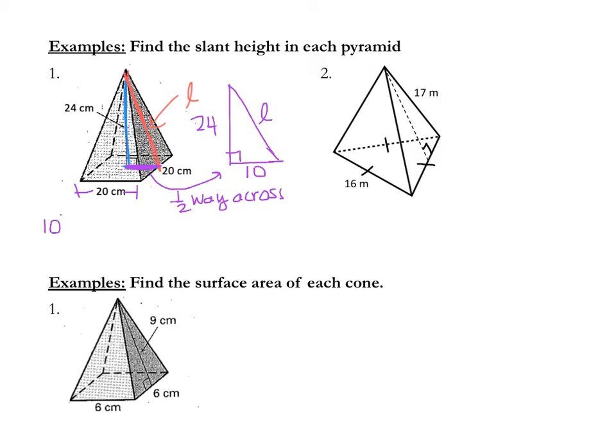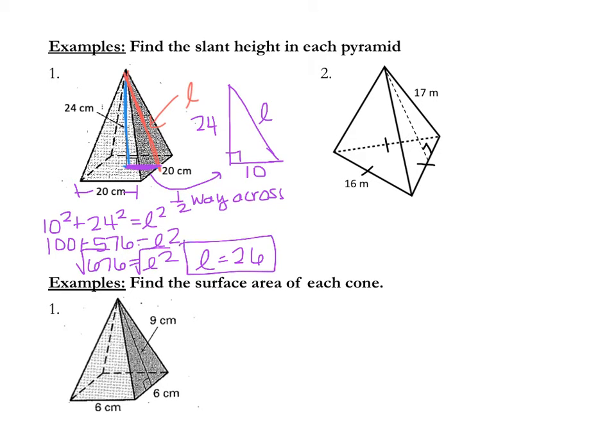So then we're just going to do Pythagorean theorem like we did with cones. 10 squared plus 24 squared is equal to L squared. That's going to be 100 plus 576 equals L squared. 676 equals L squared. Then we take the square root on our calculator, and you should get L is 26. So that's our first slant height there.